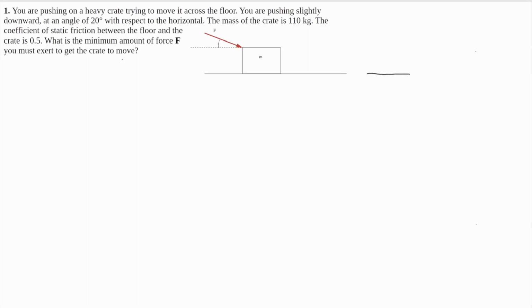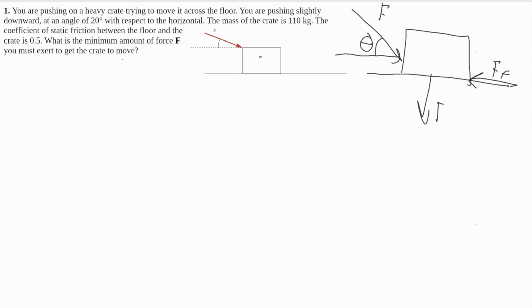Here's number one. Basically, we have this box on the floor, and it tells you that you're pushing down on it with force at an angle of 20 degrees. I'll just call this theta. And it also tells you that friction opposes the box. I'll draw this friction parallel to the floor, and I'll just call this F. The box obviously has gravity, call this F of G, and it also has a normal force, call this Fn.